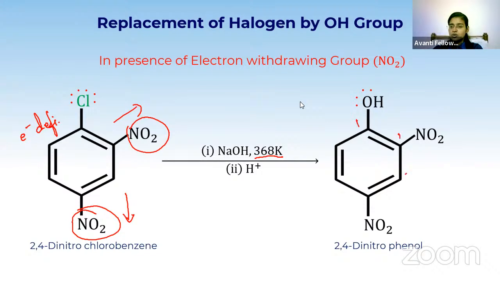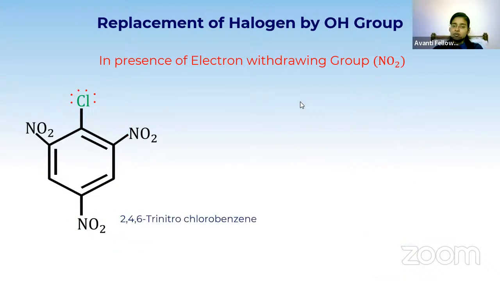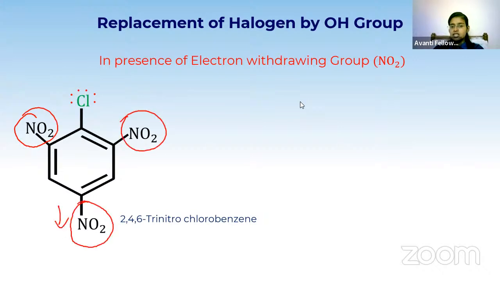So 1, 2, 3 and 4. So 2,4-dinitrophenol I am getting. If you try to introduce one more NO2, 3 NO2, this is a 2,4,6-trinitrochlorobenzene compound. If I use three nitro groups, all three will pull the electrons towards themselves. They will withdraw the electrons from the benzene ring and make the ring more electron deficient.